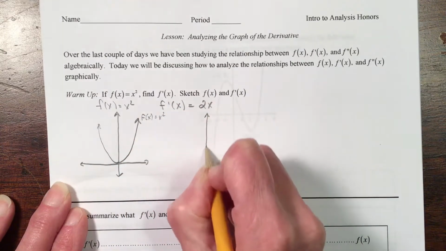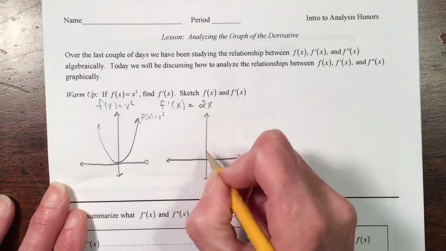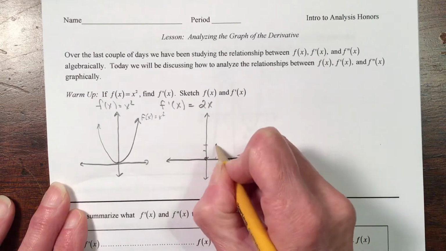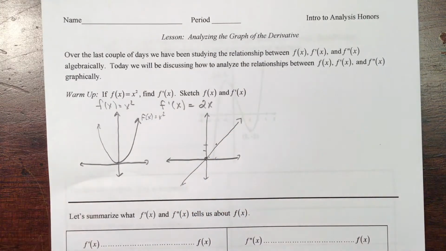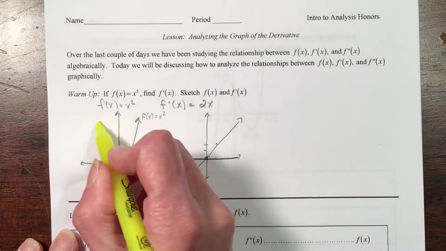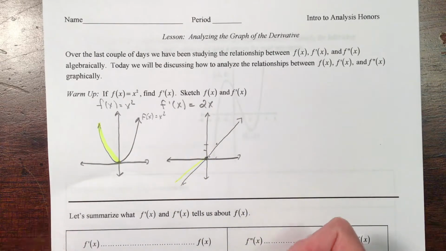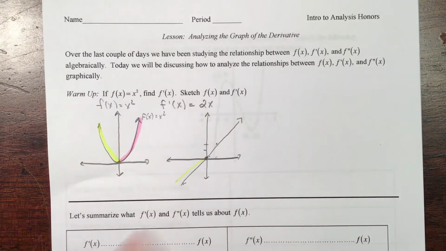So f prime of x, or the derivative of this function, if we were to graph it, would be the line 2x. So my y-intercept is 0, my slope is 2. So I have a line that looks something like this. Okay. So let's just real quickly talk about the relationship between these two curves. For instance, notice when the original function is decreasing, the graph of the derivative is below the x-axis, and when the original function is increasing, the graph of the derivative is above the x-axis.